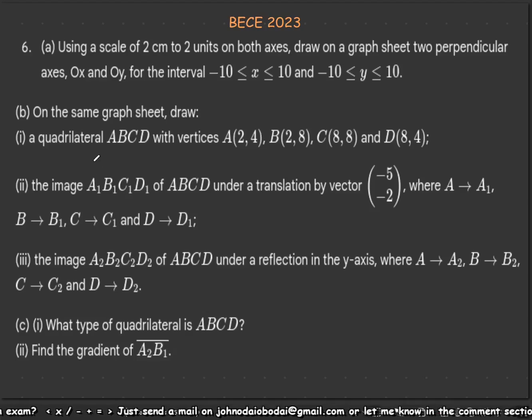Coming back to the question, it says on the same graph sheet we have to draw a quadrilateral ABCD with vertices A(2, 4), B(2, 8), C(8, 8), and D, which is (8, 4). So once again, let's go to our graph sheet so that we plot out these points.